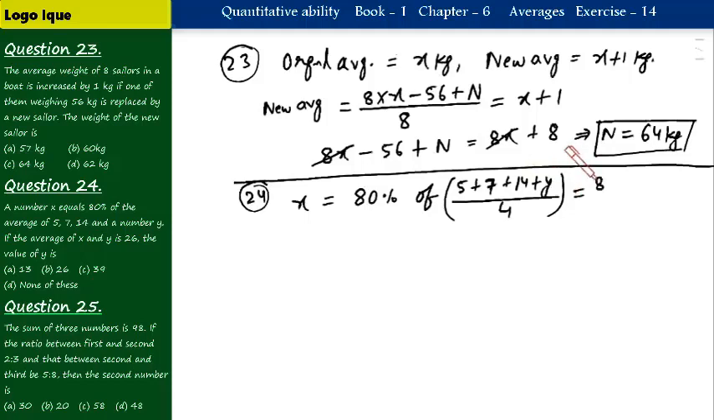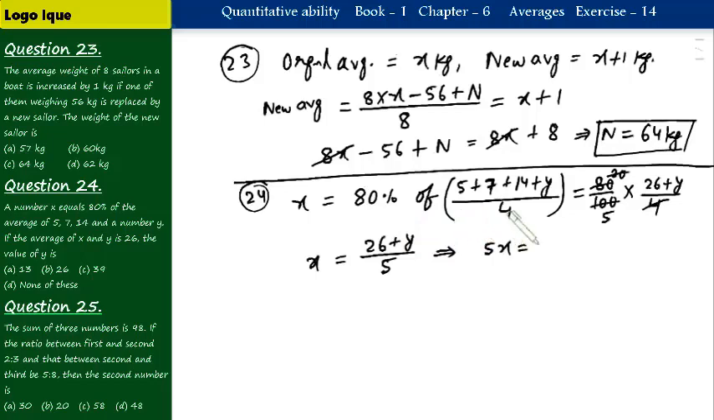Now this is equal to 80 upon 100 into 5 plus 7 is 12 plus 14 is 26, so 26 plus y upon 4. 4 cancels 80 20 times, 20 cancels 100 5 times. So we have the relation x is equal to 26 plus y upon 5. Or 5x is equal to 26 plus y, and that means 5x minus y is equal to 26. So this is equation number 1.